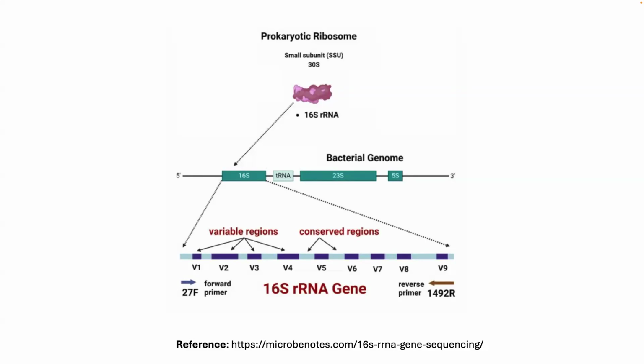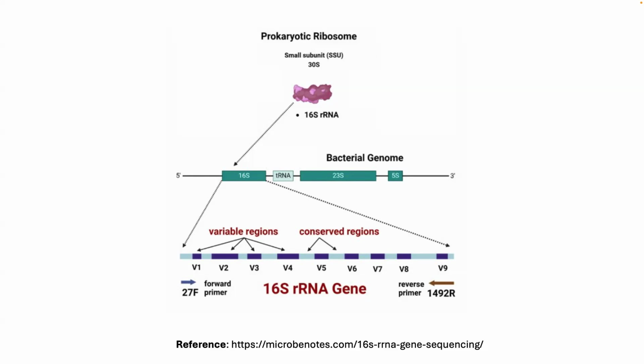This approach leverages the 16S rRNA gene, a highly conserved genetic marker found in all bacteria. The 16S ribosomal RNA, or rRNA, is a component of the small subunit of the prokaryotic ribosome, playing a critical role in protein synthesis. Its gene is comprised of both conserved and hypervariable regions. The conserved regions allow for the design of universal primers to amplify the gene across diverse bacterial species, while the hypervariable regions provide unique sequences that enable taxonomic classification.